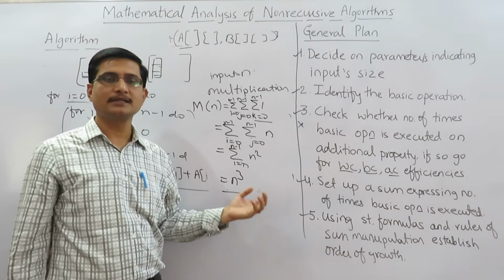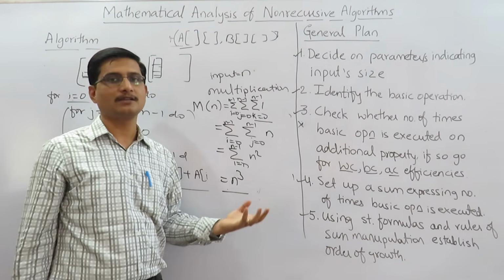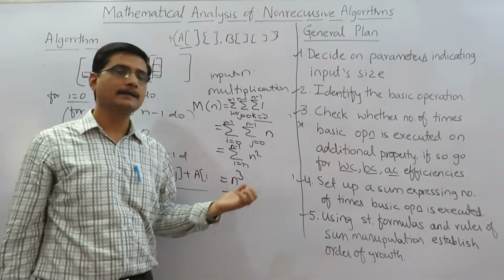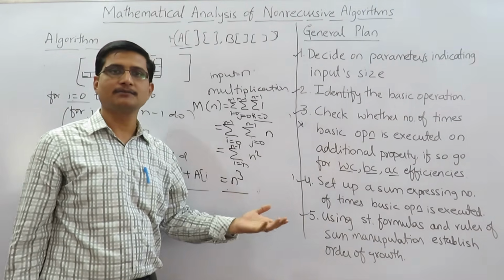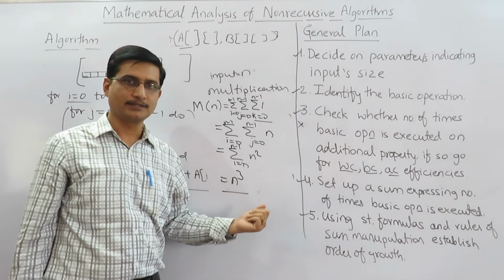Then the fourth step is to set up a sum which indicates the number of times the basic operation is executed. Just by seeing the algorithm, definitely you can identify it. Then we need to solve that sum using standard formulas and rules of sum manipulation.